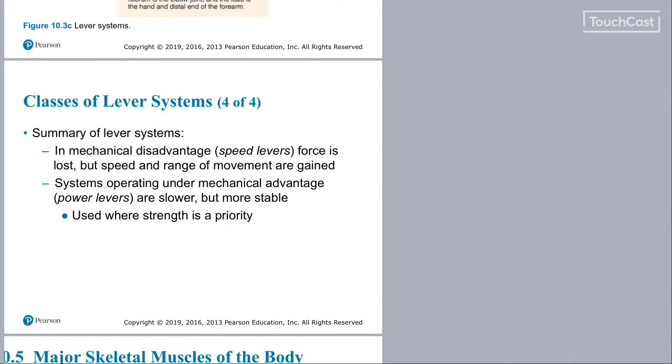To summarize and try to digest what we just learned, the difference in positioning of the three elements determines what type of lever it is and if it works at a mechanical advantage or disadvantage. In a mechanical disadvantage, you can generate speed and range of motion, but force is lost. In a mechanical advantage, you are able to generate strength, but speed is lost. We see examples of this everywhere around us in everyday life, and hopefully you'll be aware of some of them now that you have gone through this lesson.